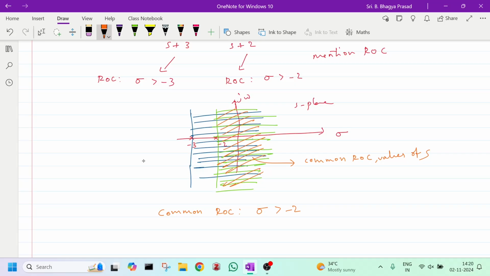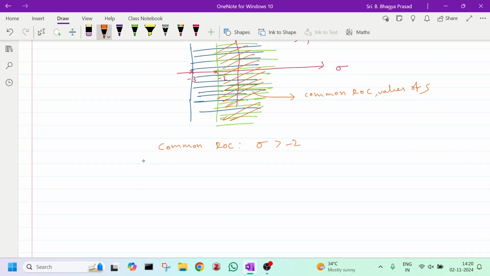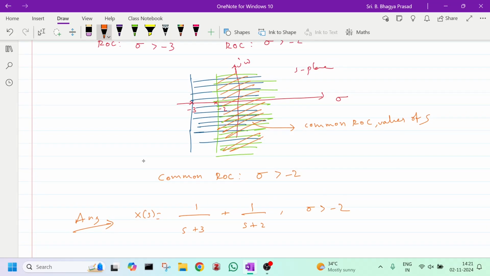Okay, sigma greater than -2. So the final expression X of S is 1 by S plus 3 plus 1 by S plus 2 for the value sigma greater than -2. So this is the answer. Okay. So these two are right sided signals, and the common ROC will be right side of the minimum pole. And this is the property of ROC.